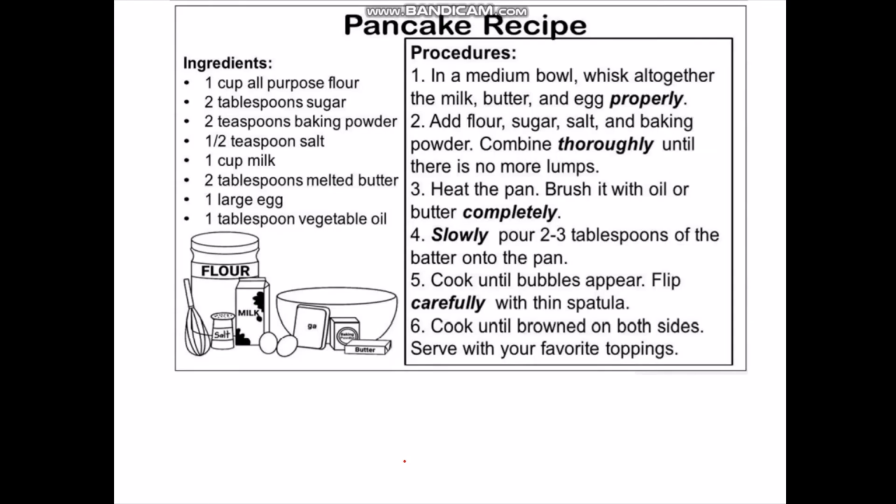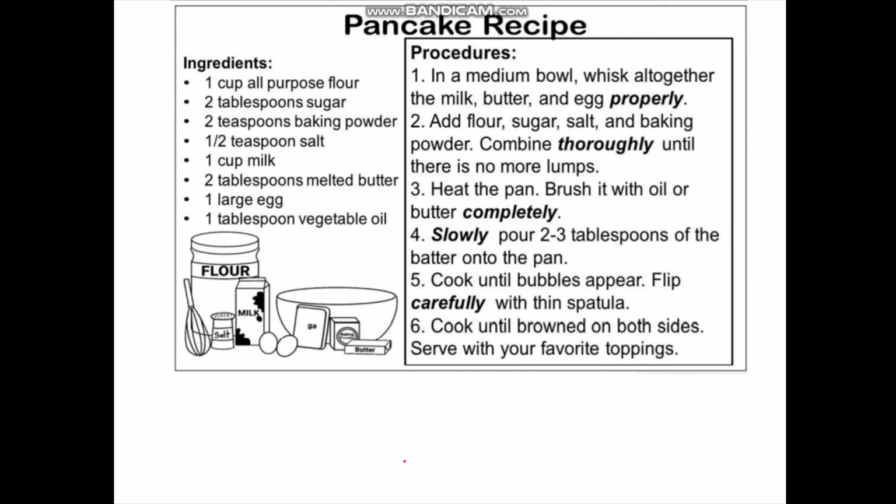The ingredients are 1 cup all-purpose flour, 2 tablespoons sugar, 2 teaspoons baking powder, 1/2 teaspoon salt, 1 cup milk, 2 tablespoons melted butter, 1 large egg, 1 tablespoon vegetable oil. So the procedures are: first, in a medium bowl, whisk all together the milk, butter, and egg properly. Number 2, add flour, sugar, salt, and baking powder, and then combine thoroughly until there is no more lumps.